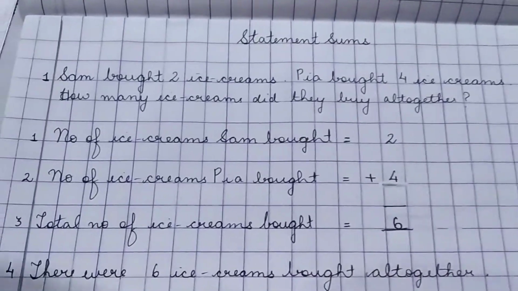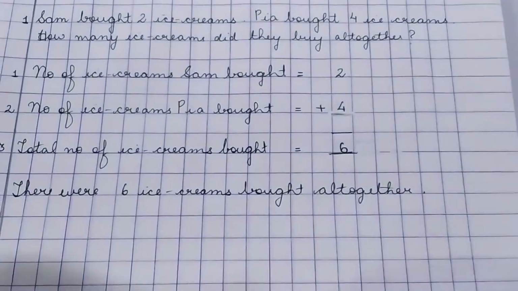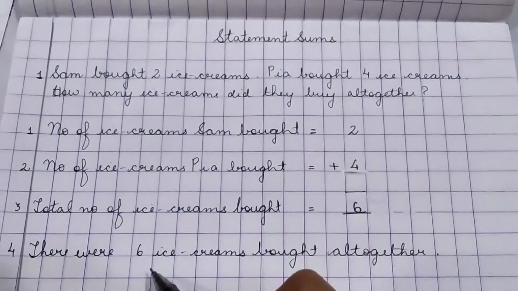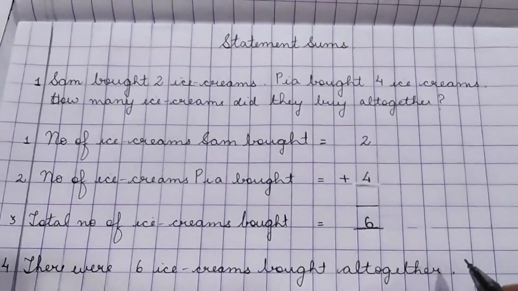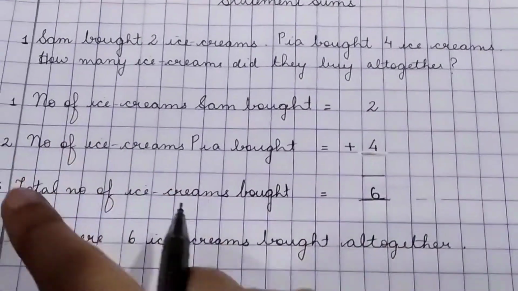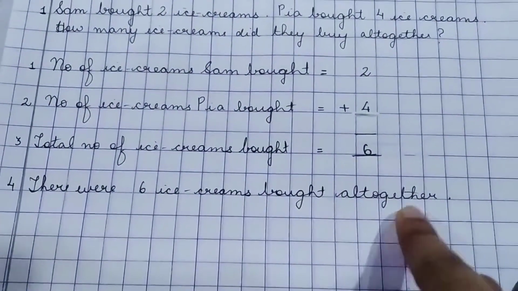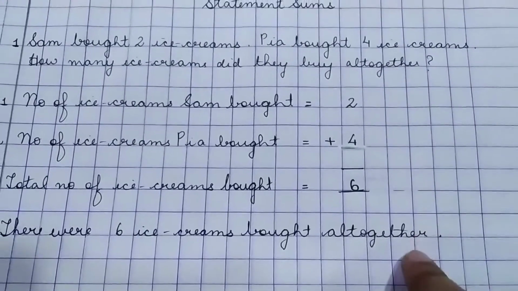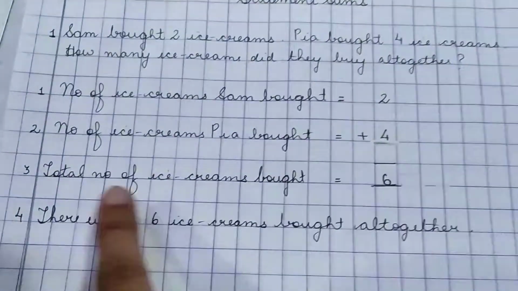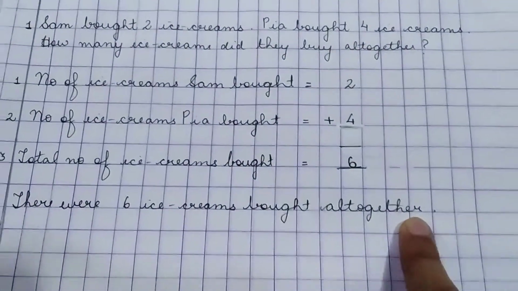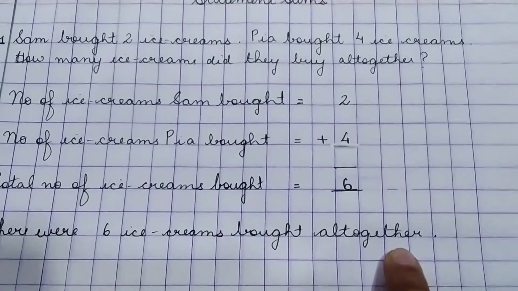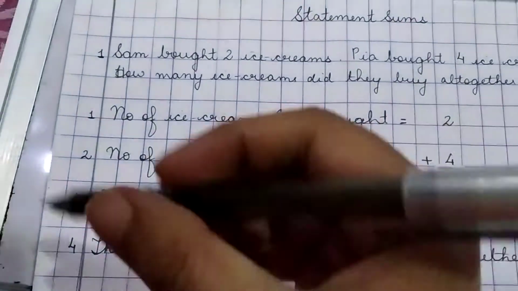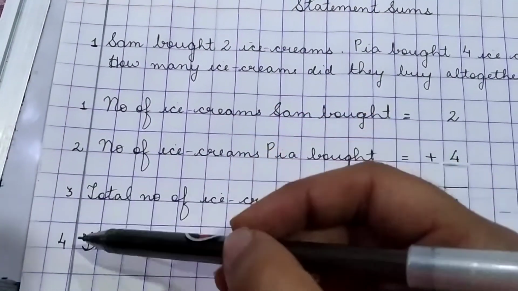So children, after the third statement will be your fourth statement. The fourth statement will be there were 6 ice creams bought all together. Please make sure when you are writing the fourth statement, you write the words all together. This carries marks, children. So please remember that when you are writing the fourth statement, you will write down all together. There were 6 ice creams bought all together. So in total you have to write 1, 2, 3, 4 statements.